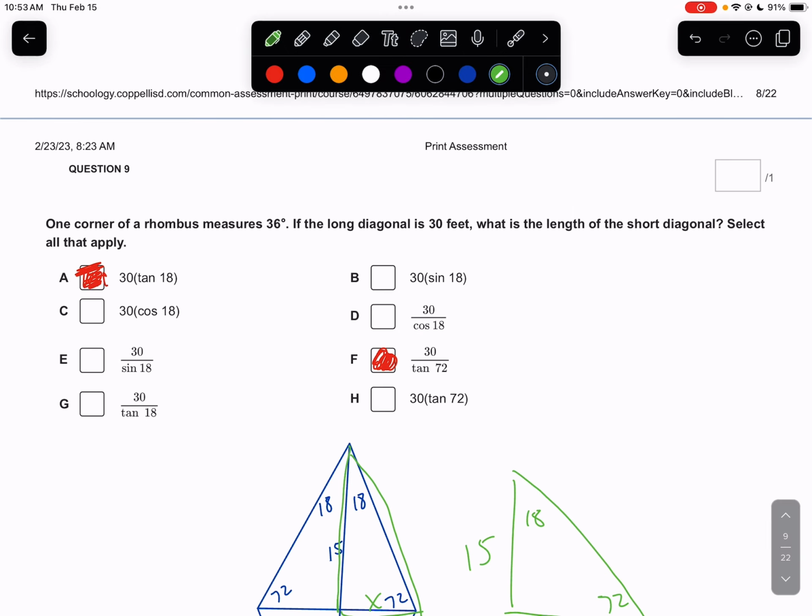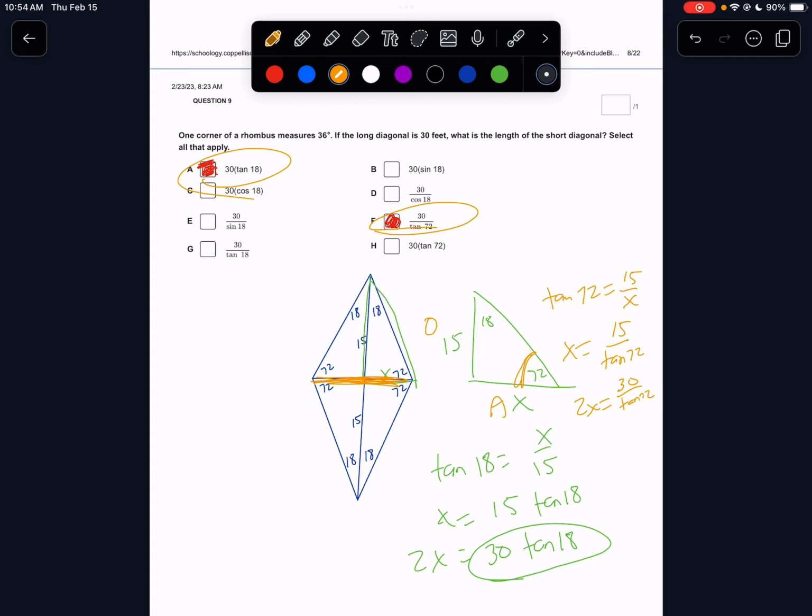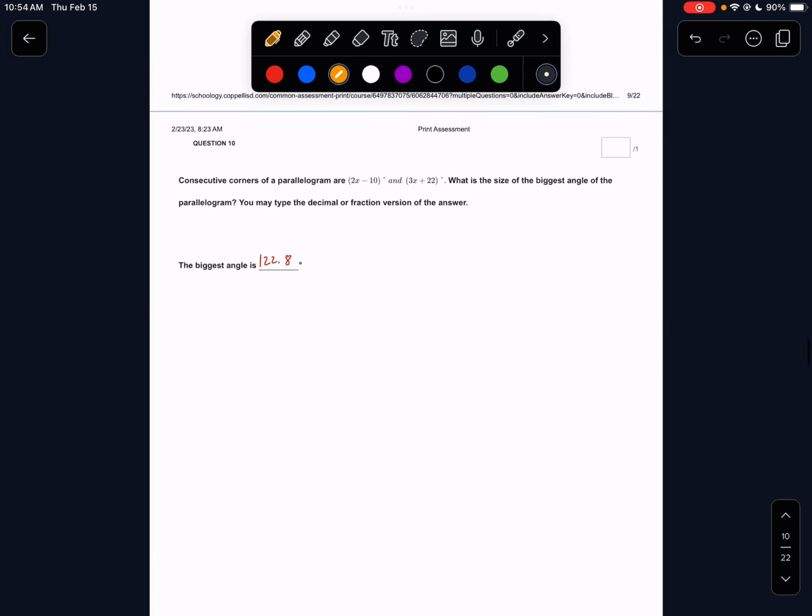The tangent of 72 equals 15 over x. If x is down low, they switch places, you know. So that would be 15 over tan 72. So 2x, 2 of those, right? We have to have 2x, the entire distance across, would be 30 over tan 72. And so those are the two answers. I don't see any other ones that would work. Based off the answer choices, that's it. There are more ways to do it, but that's it.